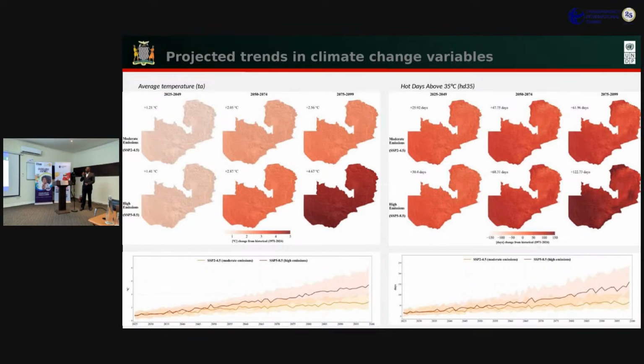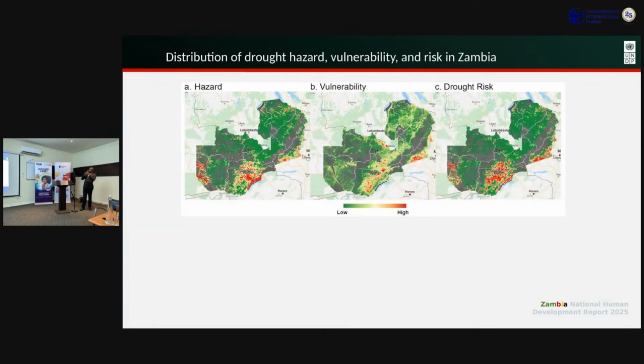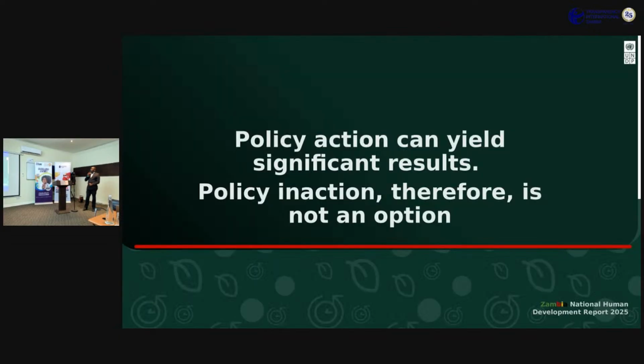This one is about the drought. So what's on the map? The green is the lower, and red is the higher hazard, vulnerability, and drought risk. And look at the drought, it's very similar to where those are. So the question is, can you see that? Therefore it's not an option to react.